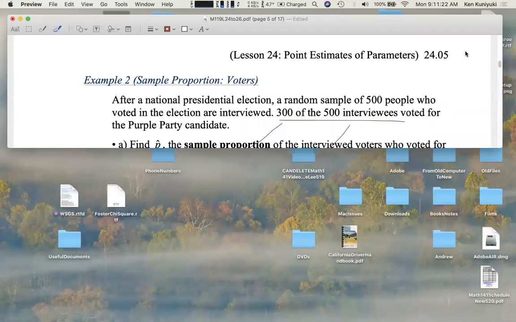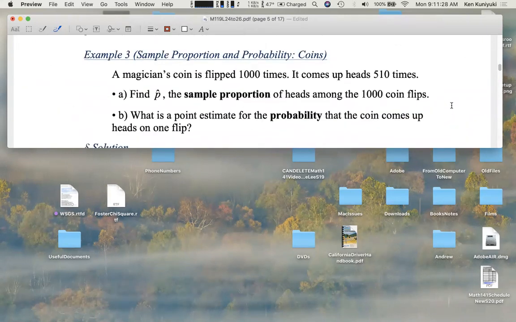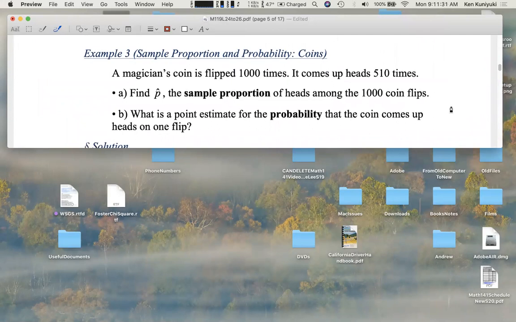Hi everyone, we're finishing up lesson 24 on point estimates of parameters. I almost forgot example 3 on sample proportions and probabilities, our coins example.